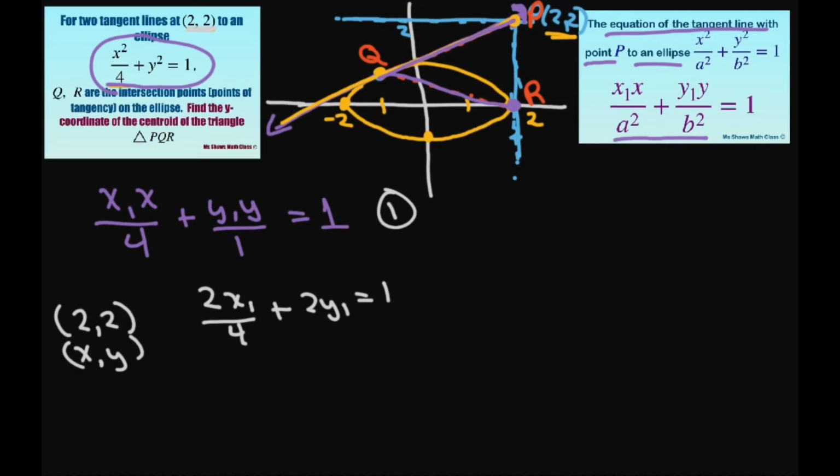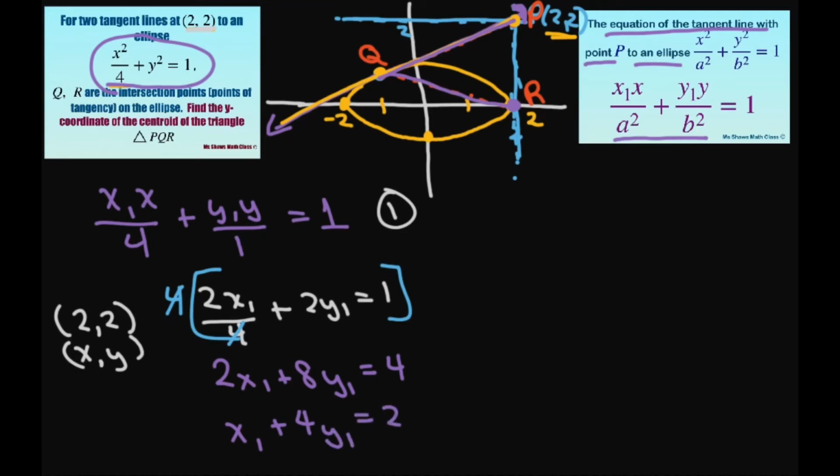Now let's clear the fractions by multiplying through by 4. The 4's cancel, so you get 2x sub 1 plus 8y sub 1 equals 4. All right, this is equation 1. Since we can divide everything by 2, this gives me x sub 1 plus 4y sub 1 equals 2. Now I'm going to solve for x sub 1. So x sub 1 equals -4y sub 1 plus 2. I'm going to call this equation 2.